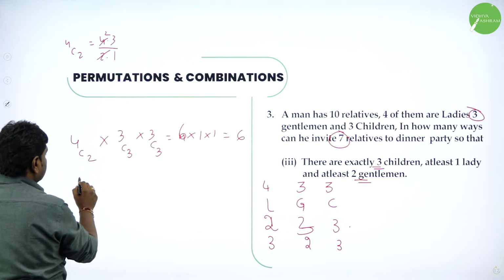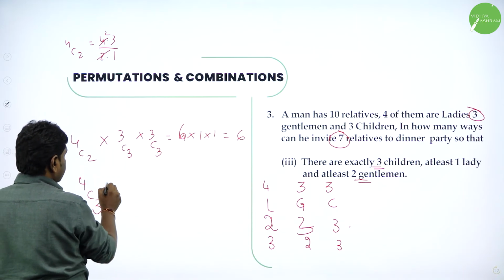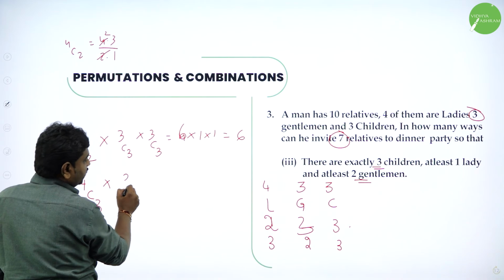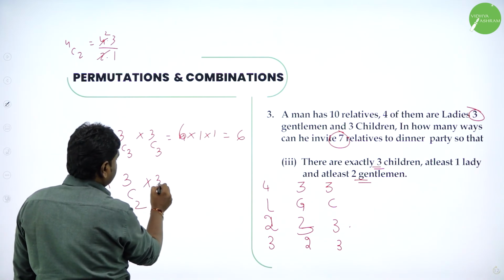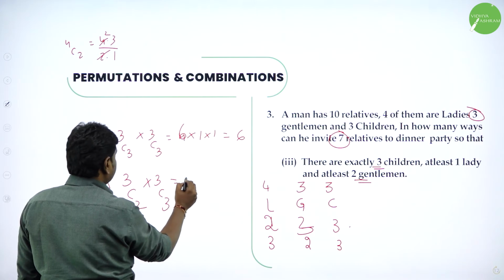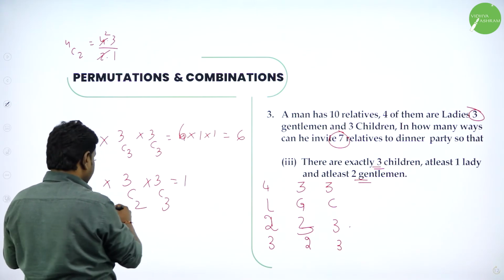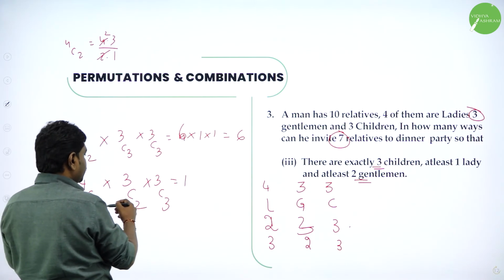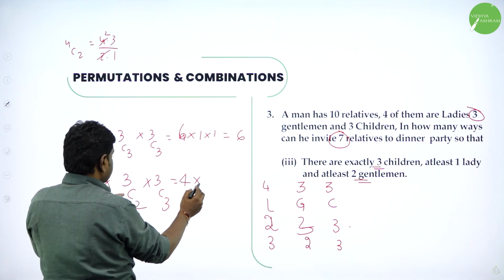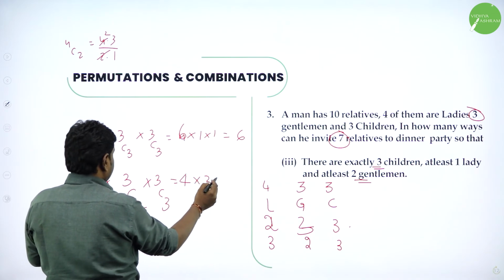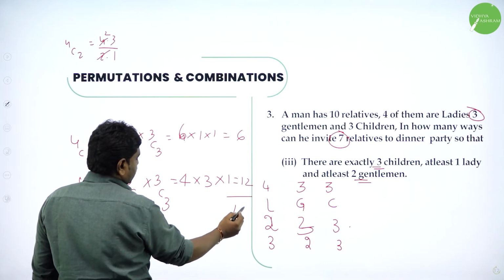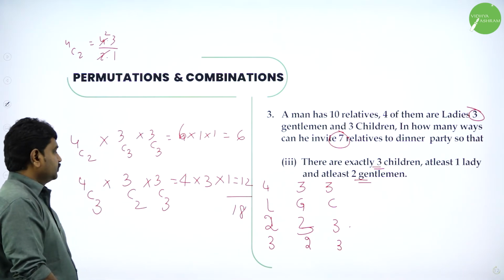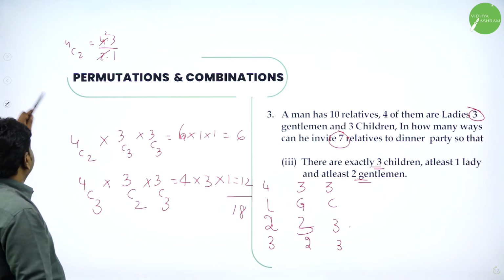The case 2 is what? Out of 4, 3 can be selected in 4C3. Out of 3, 2 can be selected in 3C2. Out of 3, 3 can be selected in 3C3. 4C3 is 4C1, which is 4. 3C2 is 3. 3C3 is 1, so 12. Total 18 ways. So these are the possibilities.